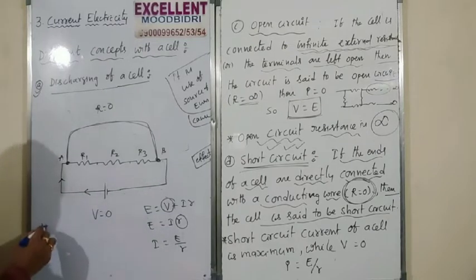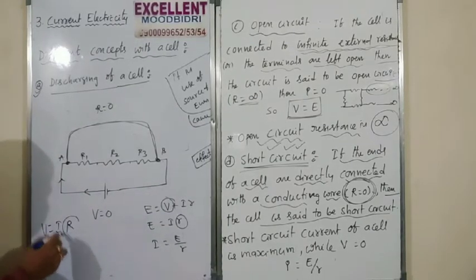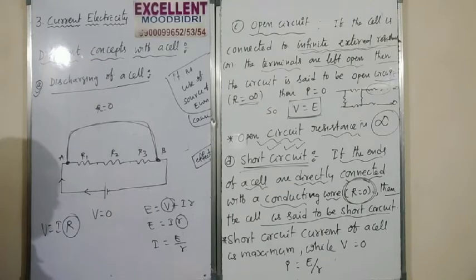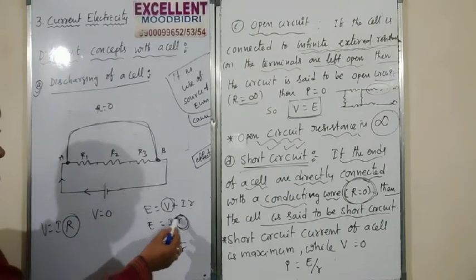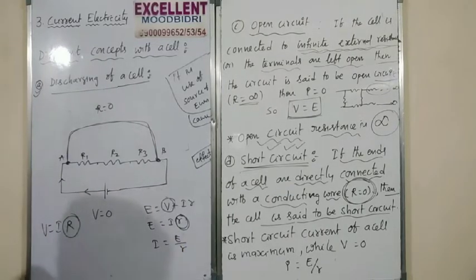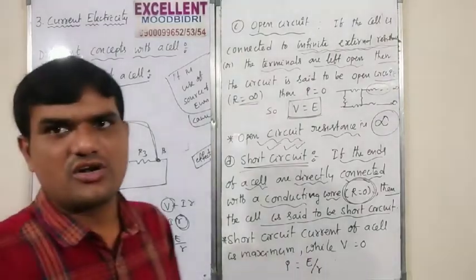V is equal to IR. The resistance is maximum, but here the internal resistance value is very small, just 1.5 or 2, like that. That is the internal resistance. Are you clear? So this is the small concept.